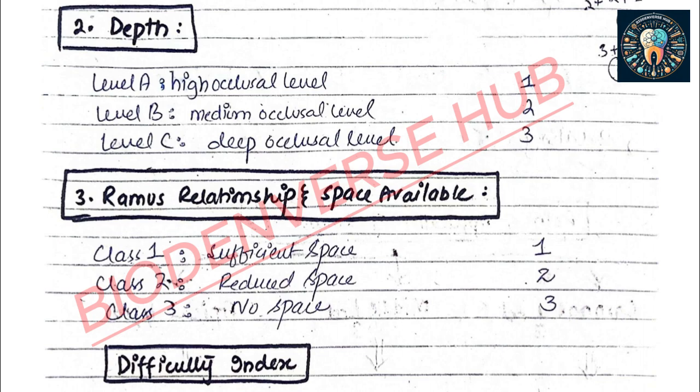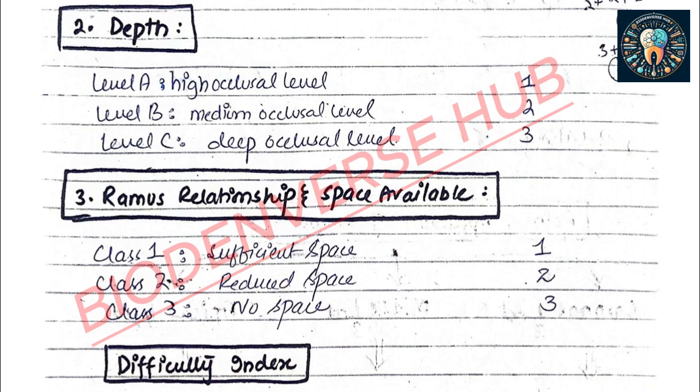After that, we will be studying the ramus relationship and the space available, that is, how the tooth is related to the ramus and how much space is available. First of all, class 1, if sufficient space is available, that is easy and we have to give it a score of 1. In class 2, we know that there is reduced space, so we will give it a score of 2. And in class 3, we are seeing that no space is available, so in that regard, we will be scoring it as a 3.